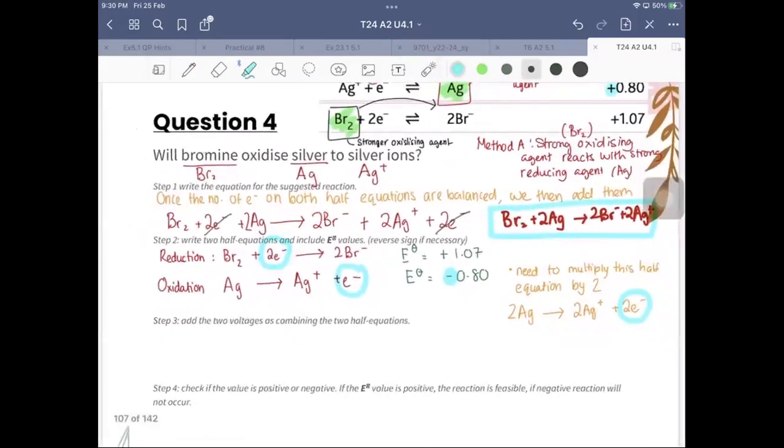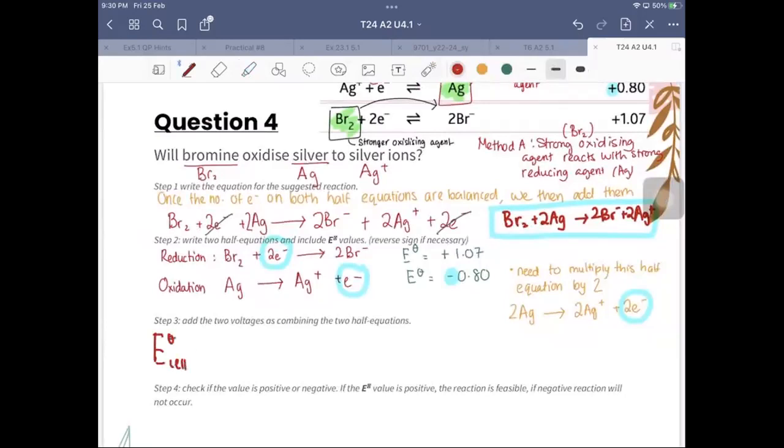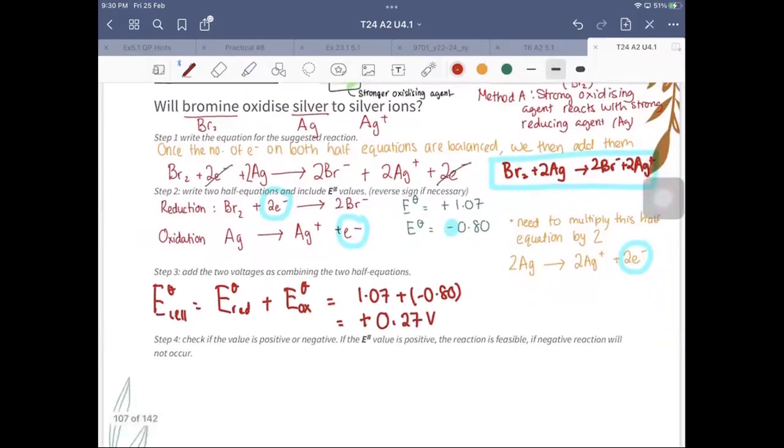Next, add the two voltages as we are combining the two half equations. So E cell is equal to E reduction plus E oxidation, which is 1.07 plus negative 0.80, and that is positive 0.27 volts. Okay, check if the value is positive or negative. If the E cell, not the E naught, if the E cell is positive, the reaction is feasible. If E cell is negative, the reaction will not occur. So the E cell is positive. Therefore, the reaction is feasible. Okay, that's one reason.